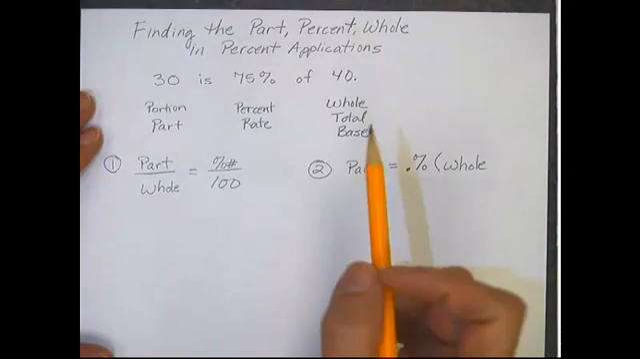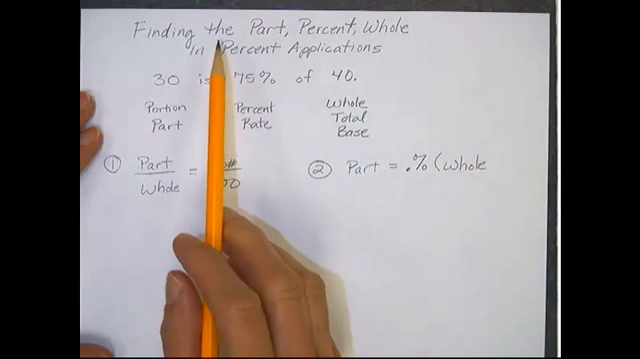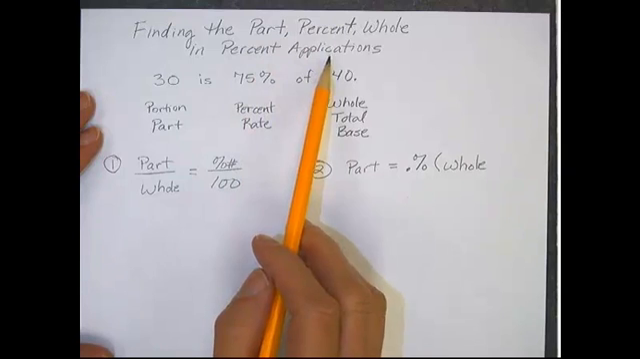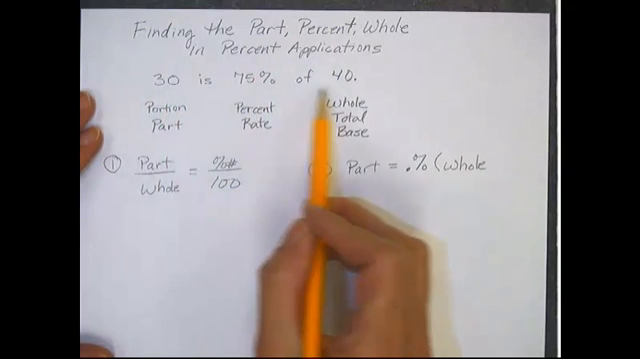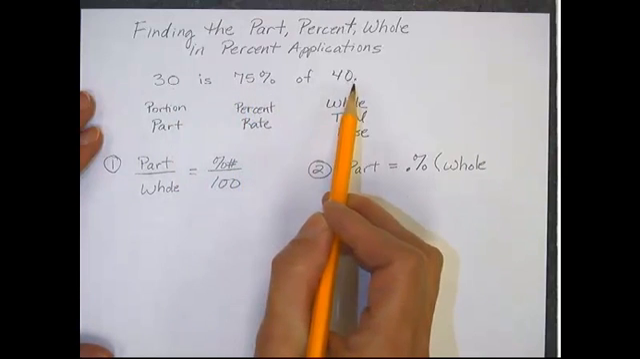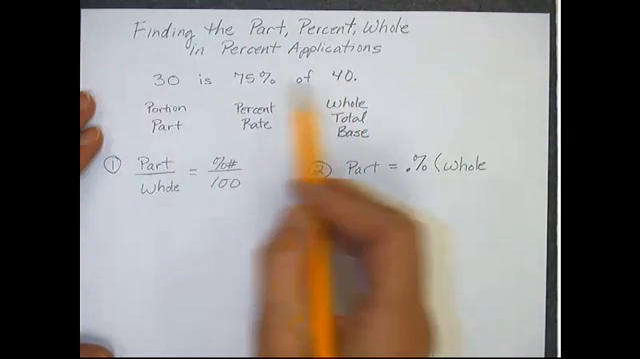Okay, previous to this lesson, we had worked through an activity where we had found the part in a percent application. And I started out looking at this sentence here. 30 is 75% of 40. There's no calculating to do here.